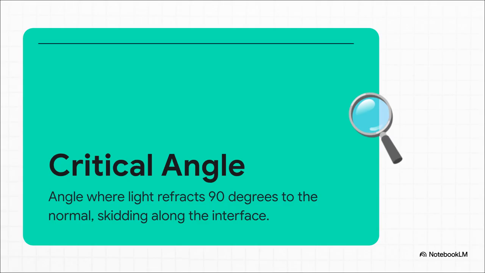At this highly specific angle of incidence, the light doesn't pass through the interface into the air anymore. Instead, it's refracted exactly 90 degrees to the normal. It effectively skids right along the boundary between the two materials. This is the exact physical threshold where forward transmission entirely stops.